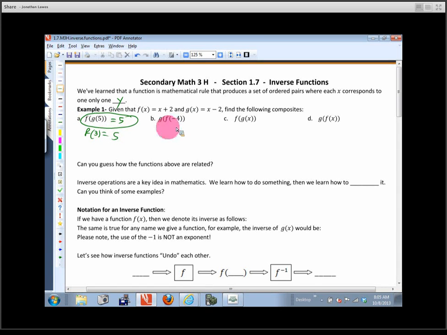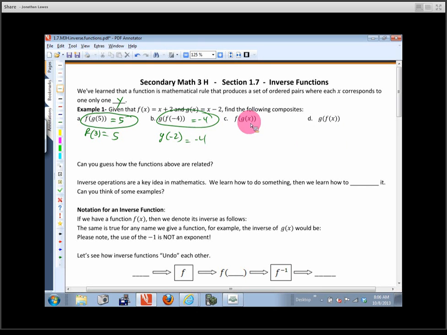Let's do g of f of -4. So if I find f of -4, that's going to be -2. So I'm going to take -2, plug it in here, and I end up with -4, right? So g of f of -4 is -4. Now let's find the rules in general.